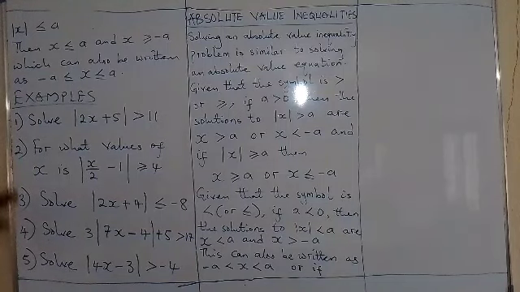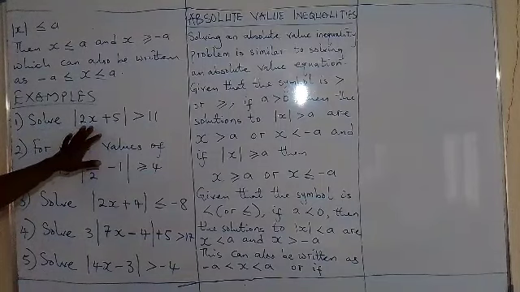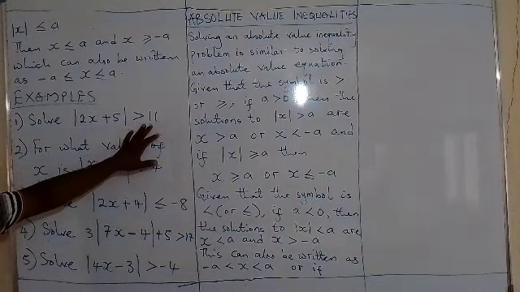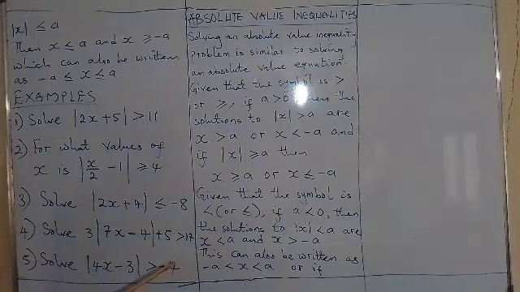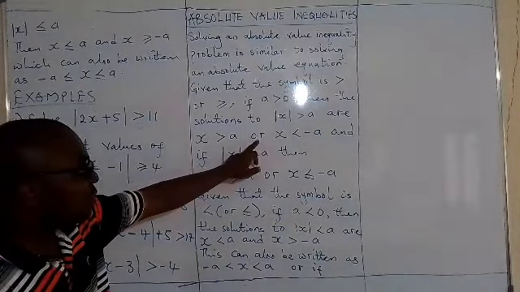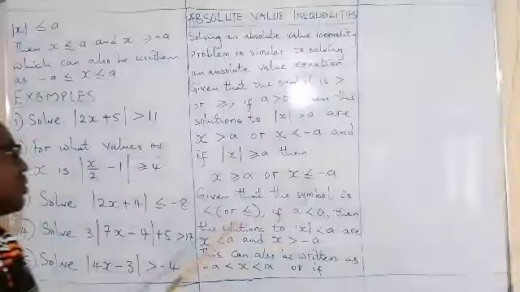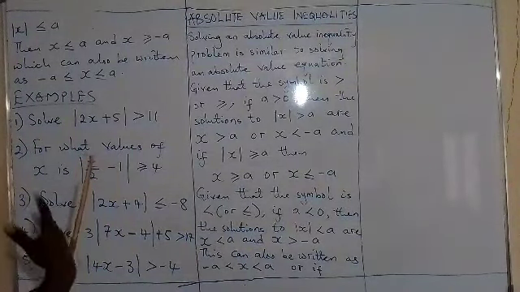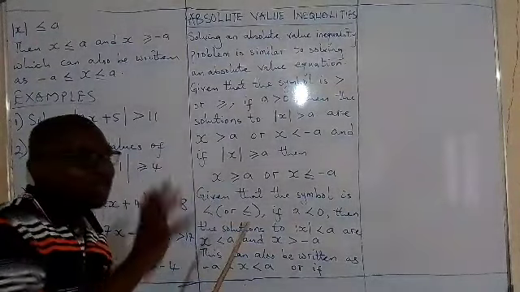So the first example we have here: solve the absolute value of 2x plus 5 is greater than 11. You see, we're having a greater than sign, which means the word or will be used. But here's how you can solve it. Leave a little space between.